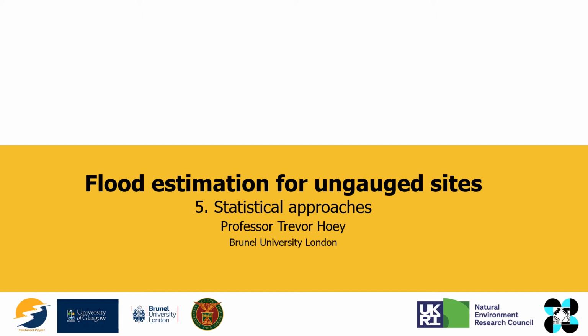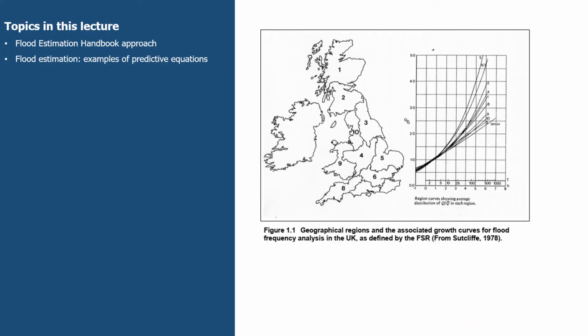And in this first section, we're just going to have a look briefly at some of the basic underpinnings of some statistical approaches we can use to address this problem. We're going to look at an approach developed in the UK in something called the Flood Estimation Handbook, and we'll have a look at broadly how this works, and then we'll have a look at some examples of the predictive equations that we might use.